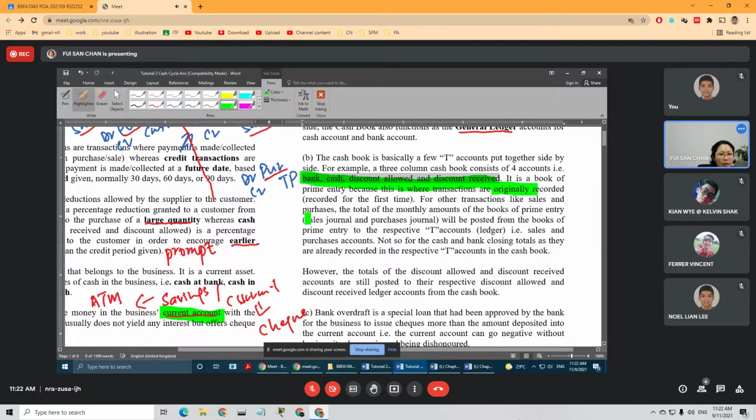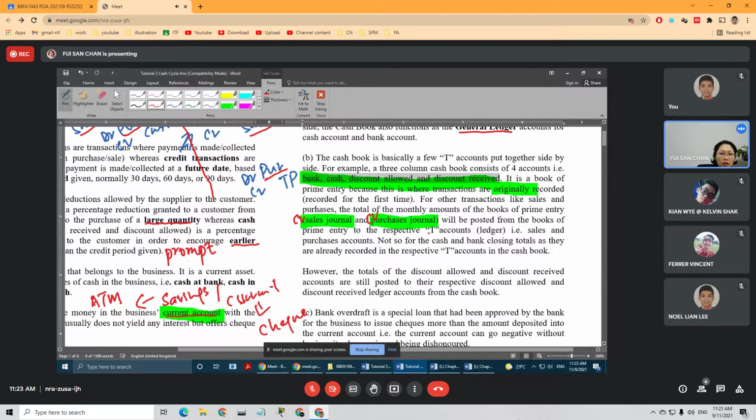Now, the sales journal and purchases journal only record credit sales and credit purchases. So your cash sales, where do you put them? Your cash sales you put into your cash book. So if you have cash purchases, then you record them in your cash book.